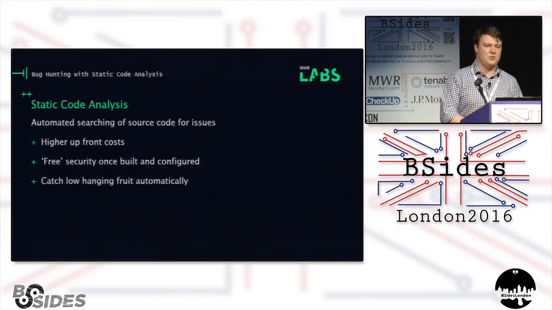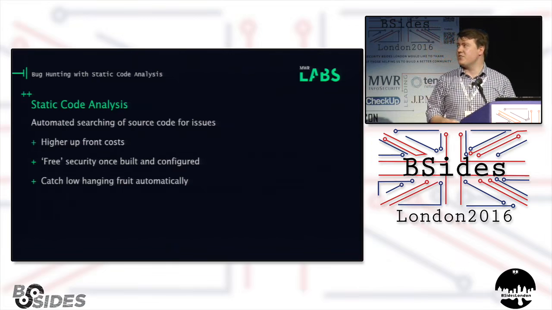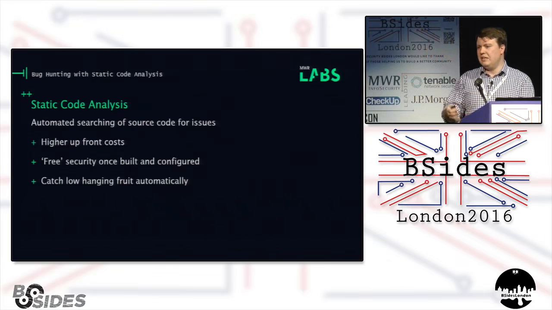You're either buying in a commercial tool, the commercial tools get really expensive depending on the scale you're using them at, or you're developing something yourself, and these tools are not trivial to develop, which I guess is why the commercial ones cost so much. And so as a result, there's a fairly serious upfront cost to it. But once you've built it, it's essentially free. You've got to run it, but the cost to run it is pretty much negligible. And you can catch a lot of the low-hanging fruit automatically, as we'll see later on.